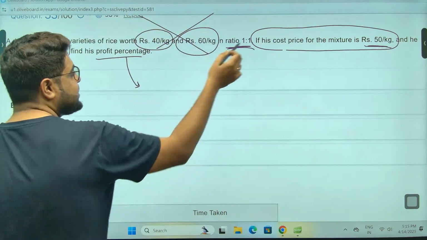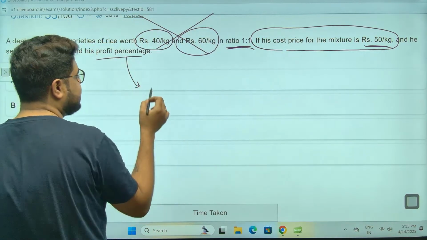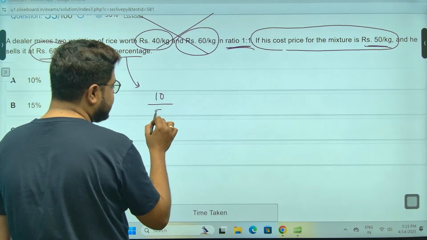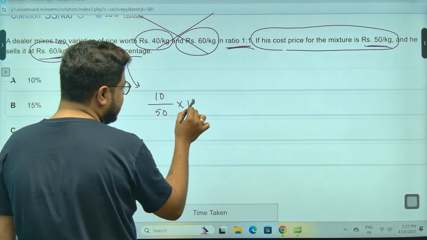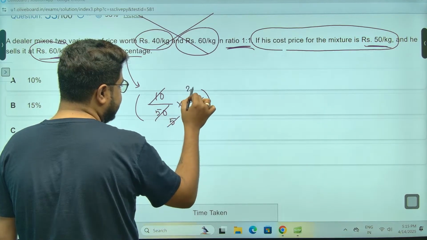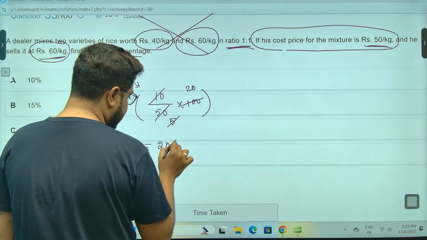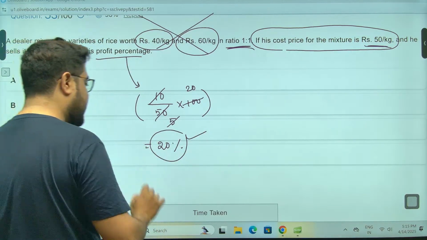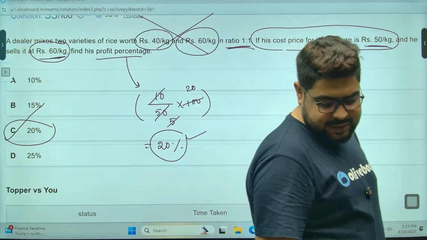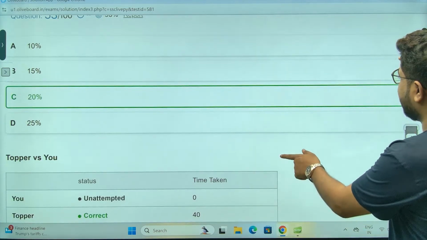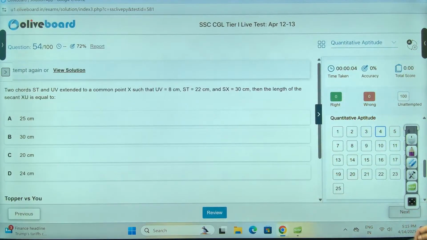So profit is 50 CP, SP like 60, so 10 rupees profit, out of always CP is 50. For percentage you multiply by 100. That's your answer: 1 by 5 means 20, so the answer is 20%. Again, you do not need pen or paper for this question. Reena, you are absolutely correct. Very, very simple question.